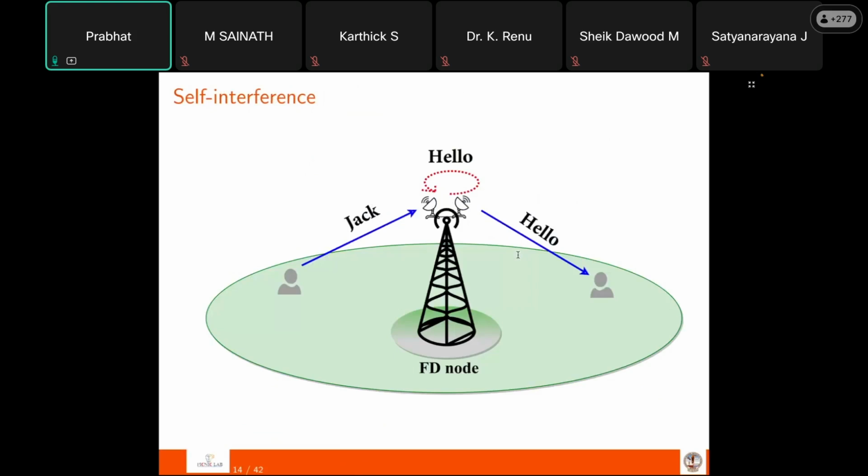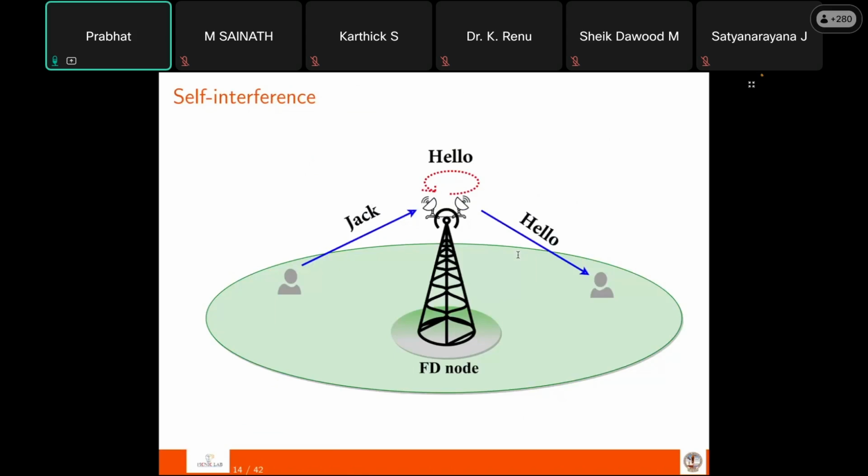So when you are transmitting, you are going to receive what you are transmitting, and what you are transmitting has more power when it is interfering with what you are receiving, right? So this is the main picture of any full duplex node or full duplex wireless communication system.